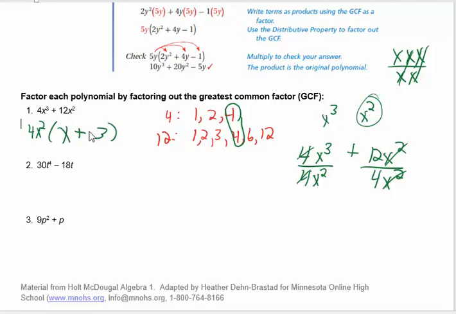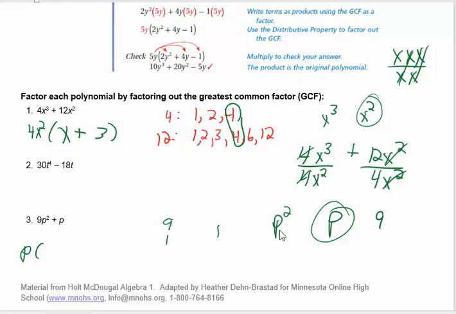Let's look at number 3. The greatest common factor of 9p squared plus p, well, the numbers are 9 and 1. The greatest common factor of that is just 1. So there's no number that I can factor out of the p. And then I have p squared and p. Well, they're the same variable. This is the smaller one. So the greatest common factor is just p.